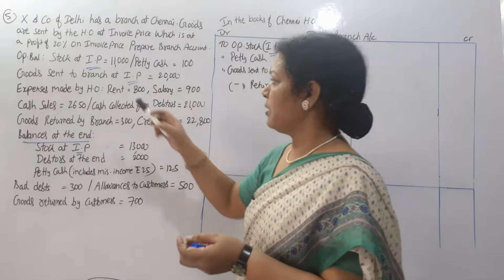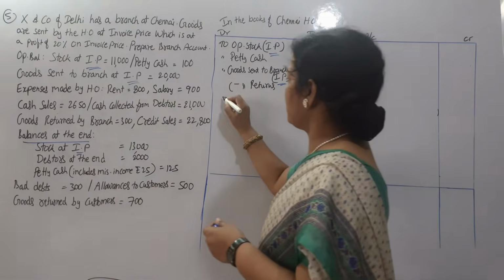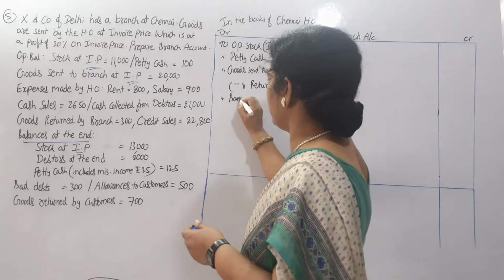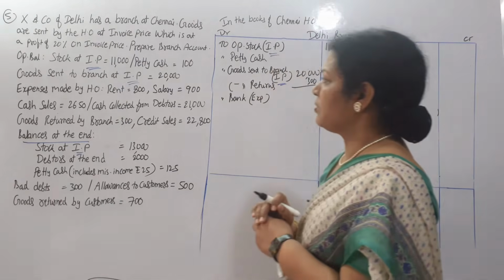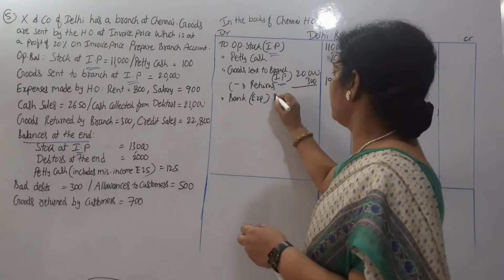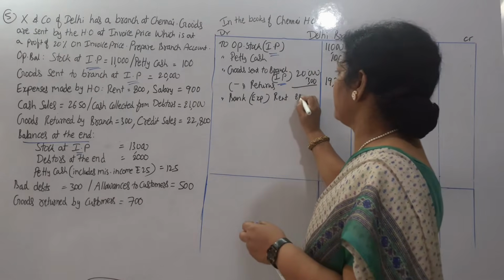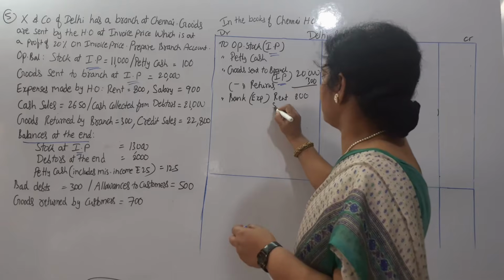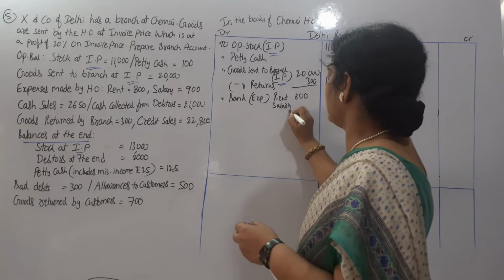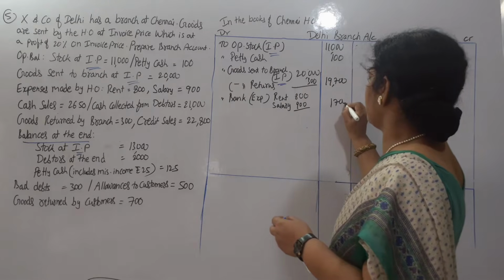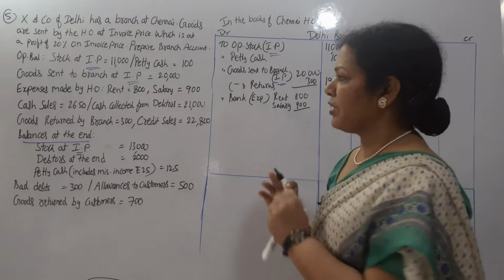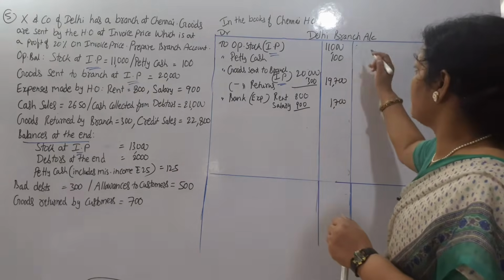Next, expenses made by head office. What will we say? To bank. In brackets we'll say expenses. What are the expenses? Rent 800, salary 900, 1700 together. Okay. Now cash sales. Cash sales means we'll write it on the credit side, by bank.